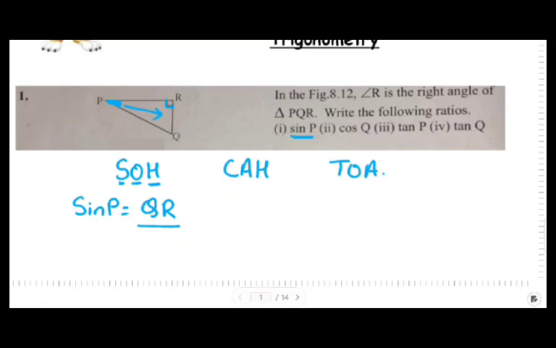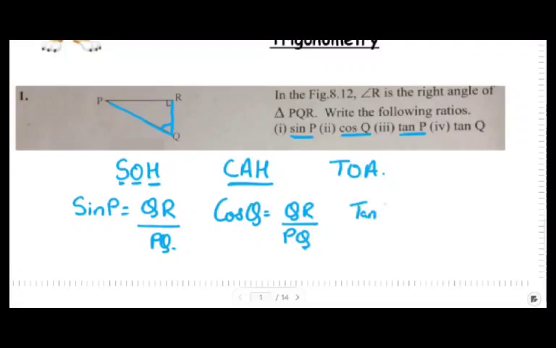upon, what is the hypotenuse? My longest side is this, PQ. Correct? Find the cos of Q. So let's find cos of Q. Cos Q is equal to, what is cos? Adjacent. So this is the adjacent. What is it? QR upon hypotenuse, which is PQ. Alright.